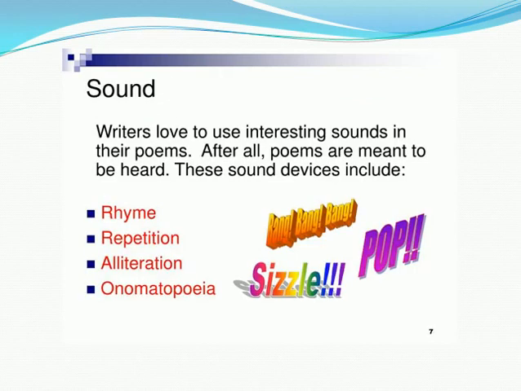The next element is sound, and it is also very important. All poems are meant to be heard, and writers love to use interesting sounds in their poetry. So how can sound be created? The sound can be created through these devices: first is rhyme, then repetition, alliteration, and onomatopoeia.